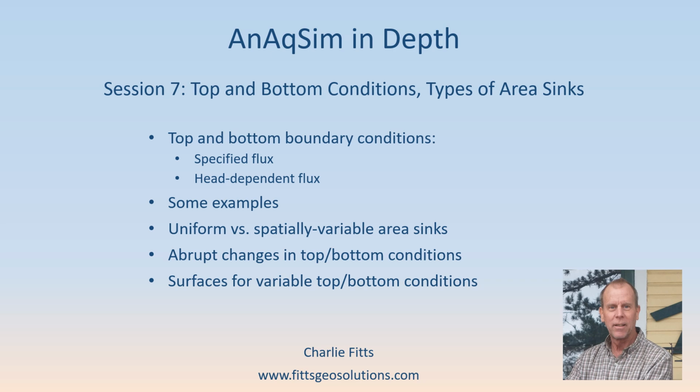I'll give some examples of how you specify those things, and we'll talk about area sinks in a very introductory way. Two kinds of area sinks, uniform and spatially variable, and these are different than, say, point sinks, which are wells, or line sinks, which can be internal line boundaries like a river or something like that. These instead spread the discharge out over areas. And we'll talk about some possibilities for abrupt changes in your top or bottom conditions. Maybe you want the recharge rate to change abruptly at the edge of a leaching field, for example. We'll talk about surfaces if you want to have top or bottom conditions that vary with location within a domain.